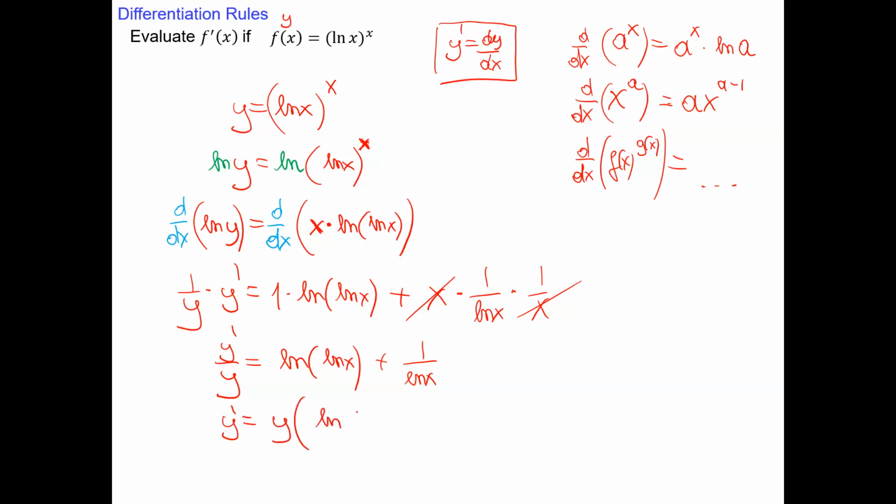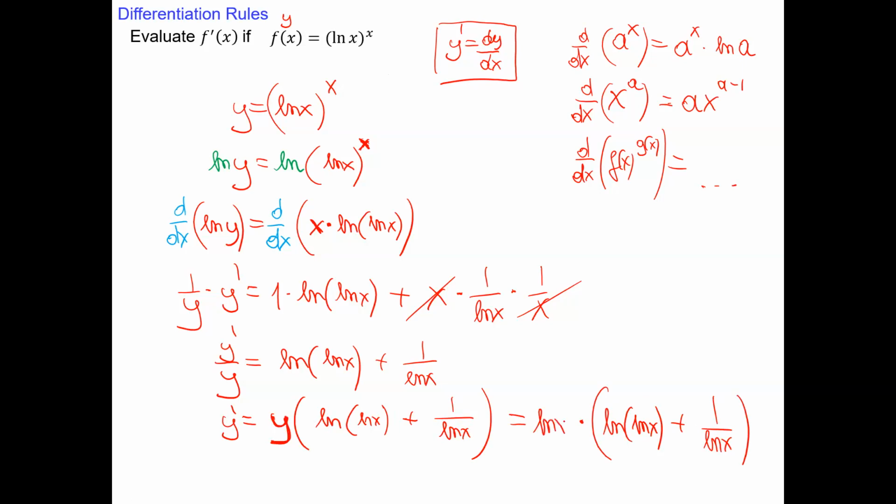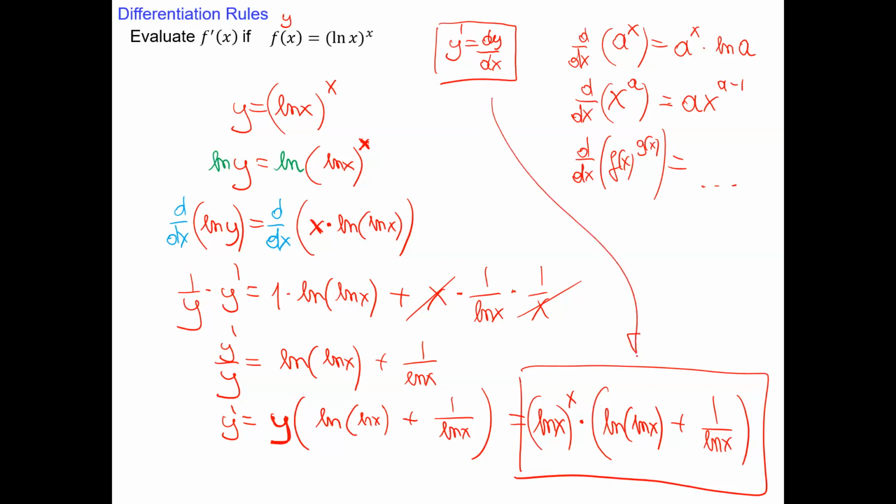I will multiply both sides by y, and most likely we will need to rewrite y in terms of x. That means y is just the original formula. So the final answer will be ln of x plus 1 over ln of x, and everything multiplied by y, but y is defined as ln of x to the power of x. Okay. We did manage, we do have derivative of y with respect to x, going through the logarithmic differentiation.